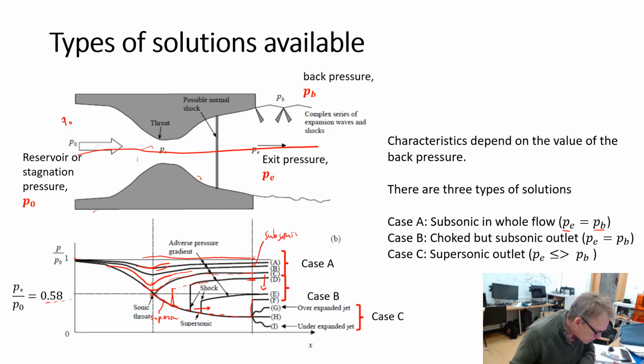Cases A and C are kind of easy to deal with. You can see they're easy because they both follow this isentropic pressure distribution curve. Case B is difficult because there's a normal shock. Since the solution is really driven by the pressure, your challenge is to determine the location of the shock, and that has to be done iteratively.